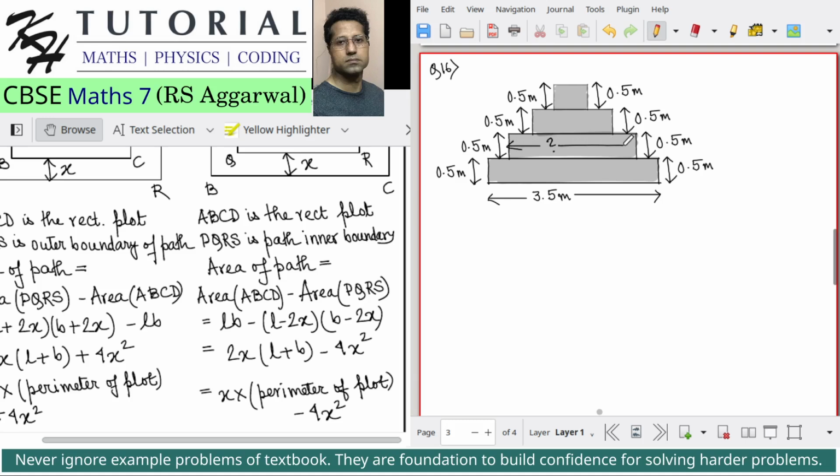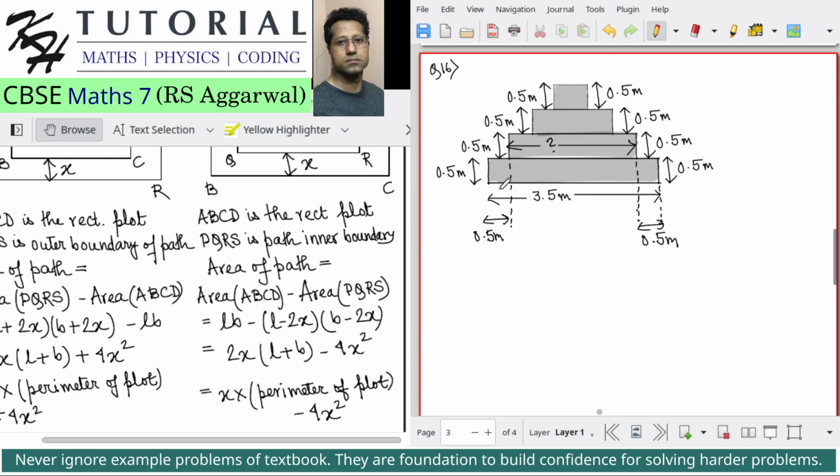What is the length of the second rectangle from the bottommost part? That is the second largest rectangle. What will be its length? I think if I extend this line, this width is also 0.5 meter. Only then can we find the area. This is 0.5 meter.